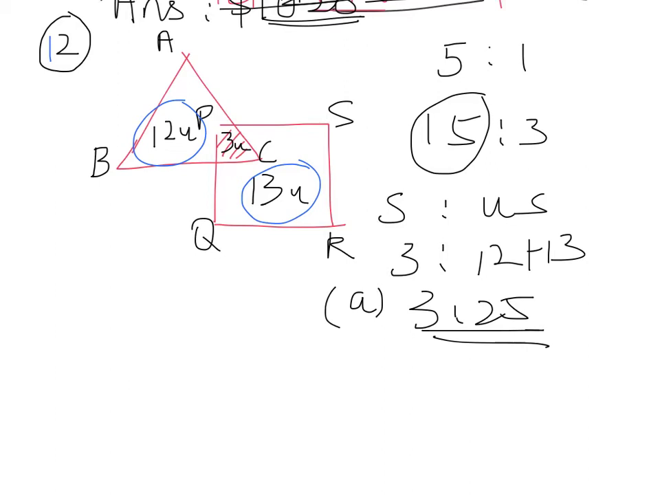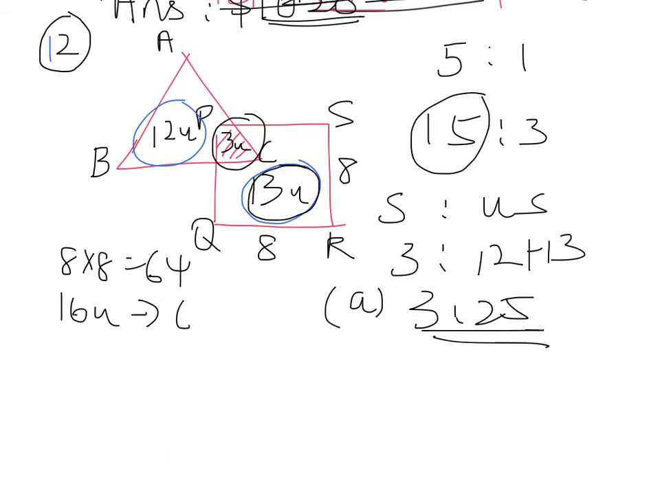Okay, look at question B. Find the area of the triangle ABC. Alright, the square has a length of 8, so the total area would be 8 times 8, which is 64. And the whole square unit is 13 plus 3, so 16 units give you 64.